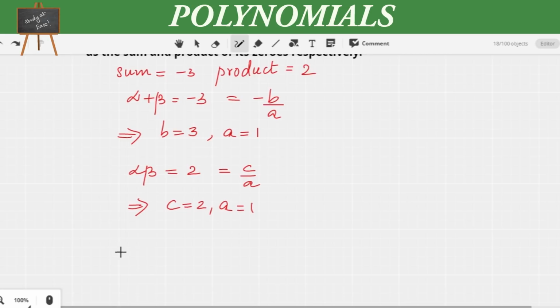Now we have got the coefficients of the quadratic polynomial. Now let us see how to write it in the form of a quadratic polynomial. So p of x is equal to x squared plus 3x plus 2.